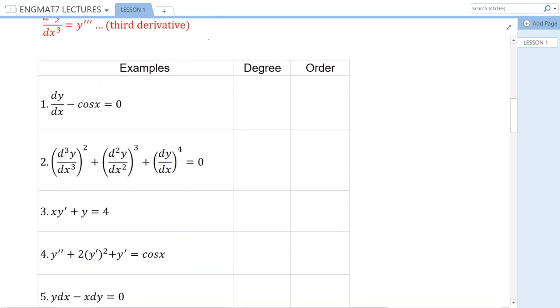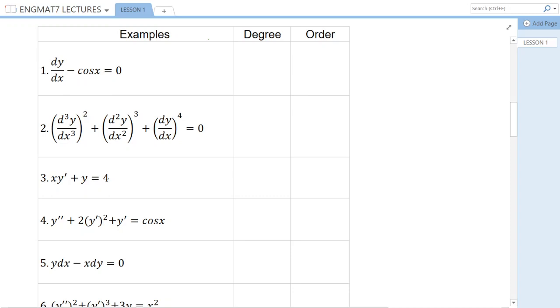For example, the order for number 1 is 1, since dy over dx is raised to 1. The degree, which is the exponent of the highest-ordered term, is also 1. For this one, the highest order in the differential equation is obviously this one, so that is 3. And for the degree, that is determined by the highest order term, which is this first term, so that is 2.